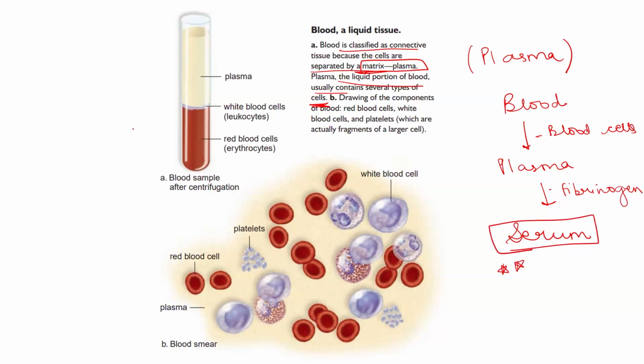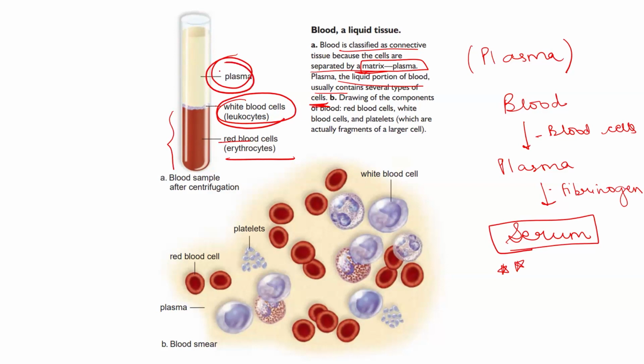So basically what happens is, when we centrifuge blood, we will see that there are layers formed. The lower layer, which is red in color, consists of the red blood cells, the erythrocytes. Above that, we have a layer of white blood cells, the leukocytes. And then we have the liquid portion, which is the plasma.